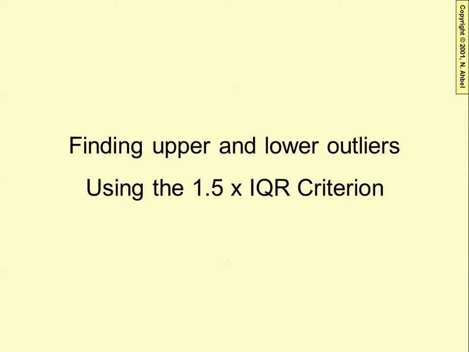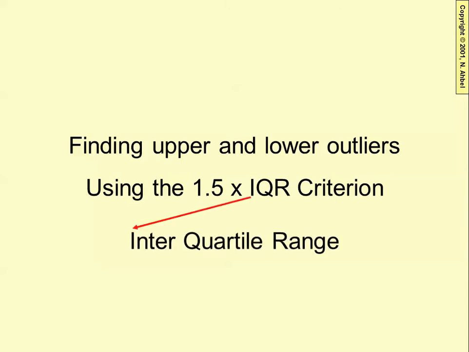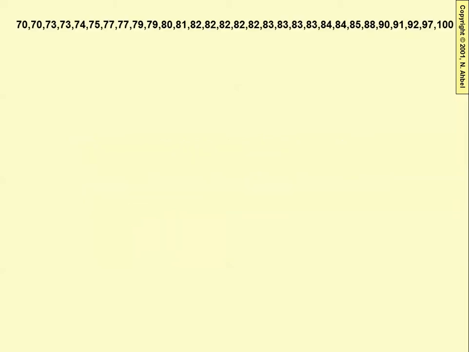Most people have a qualitative idea of what an outlier is, but in statistics there is a quantitative definition of what an outlier is, and statisticians use the 1.5 times the IQR criterion. IQR stands for interquartile range. So let's take the same data set that we used to talk about the box and whisker plot.